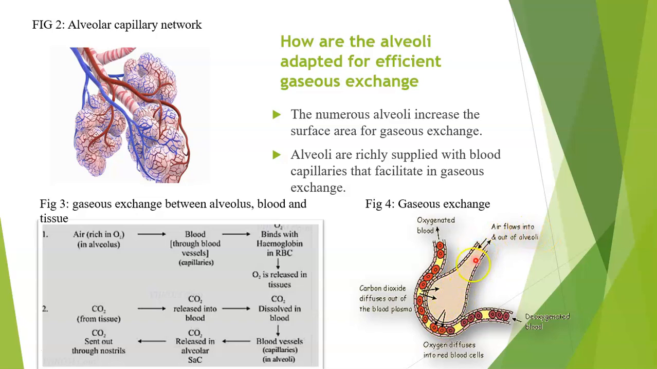Okay, now यहाँ पे you can see that oxygenated blood is coming, right? So these are RBCs, and RBCs will have hemoglobin. They will take the oxygen and then it will go to the tissues. Then in a similar fashion carbon dioxide will diffuse into this alveoli, and then it will be blown out.